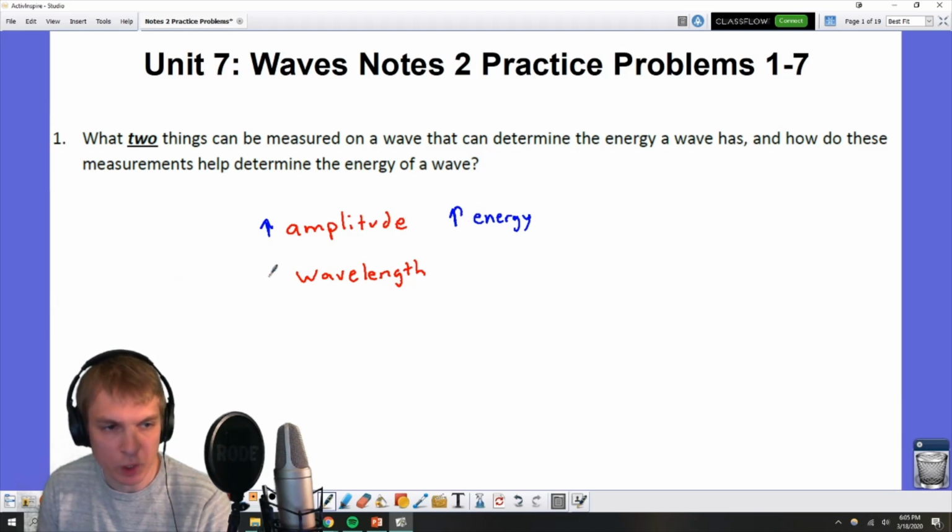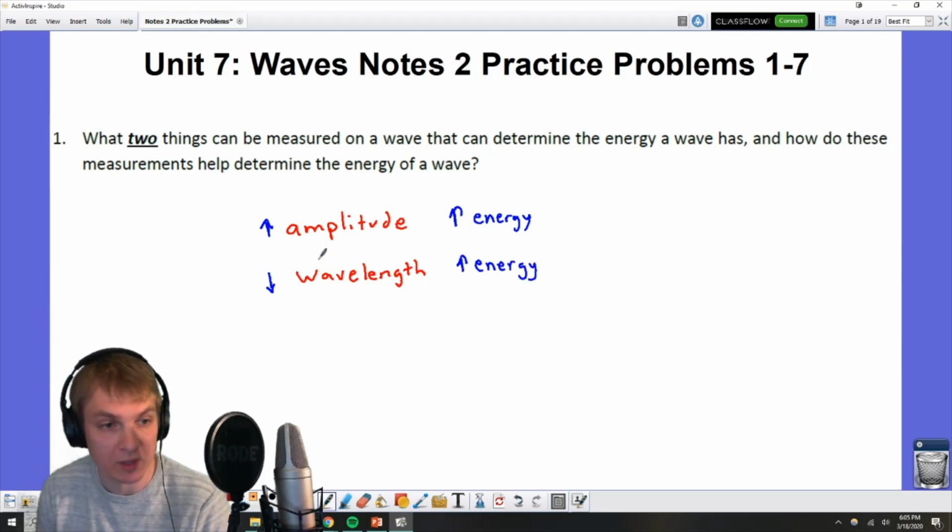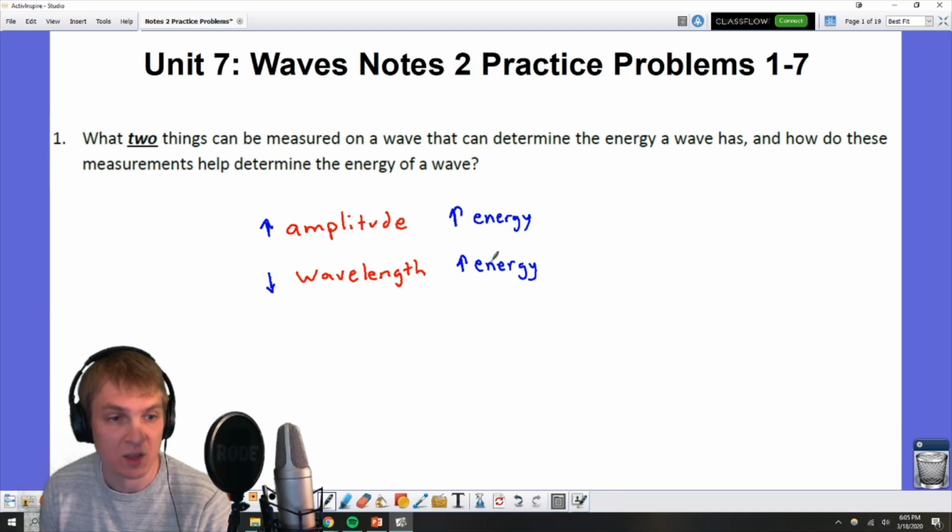For wavelength, the shorter the wavelength, so smaller wavelength, is going to result in higher energy. So over here, the relationship is kind of backwards, where the shorter this gets or the smaller this value gets, the more energy it requires. Whereas over here, the larger the value gets, the more energy it requires. All right, so that's number 1.